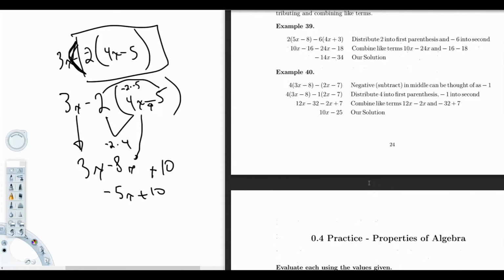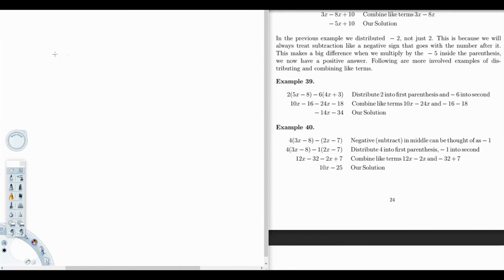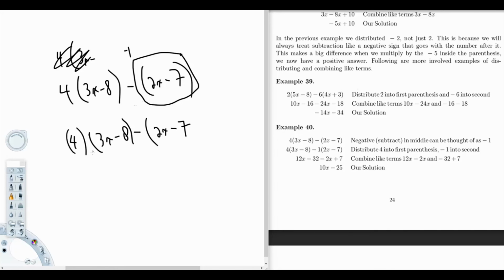So problems are getting a little bit harder. Let's try it. 4 times 3x minus 8 minus 2x minus 7. So what is this problem saying? It's saying 4 times 3x minus 8, minus 2x minus 7. When you have a minus in front of brackets, you have to imagine that the whole thing is multiplied by minus 1.